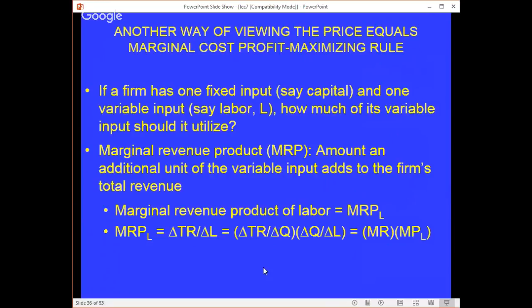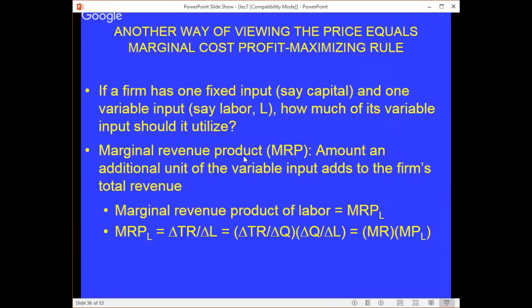Another way of viewing the price equals marginal cost profit maximizing rule is as follows. If a firm has one fixed input, we're going to say capital, and one variable input, labor. We've already done this before. How much of its variable input should it utilize? Well, the way we figured this out is by setting marginal revenue product. You guys remember what marginal revenue product was? We covered it last week. Anybody? Actually, you can look at the slide behind me.